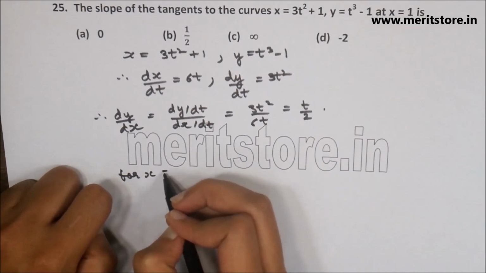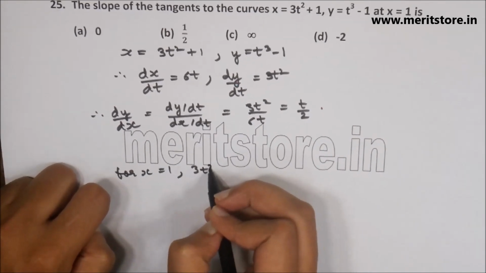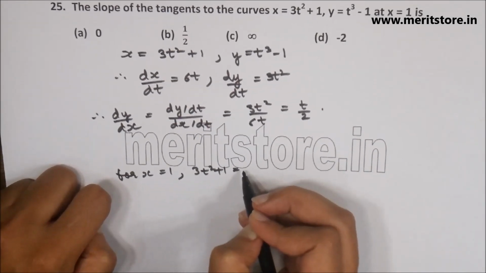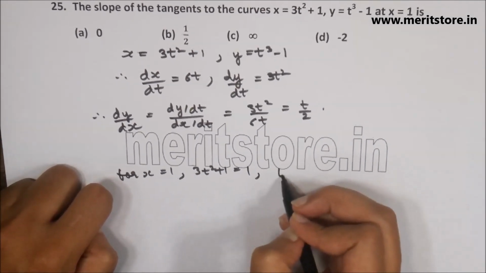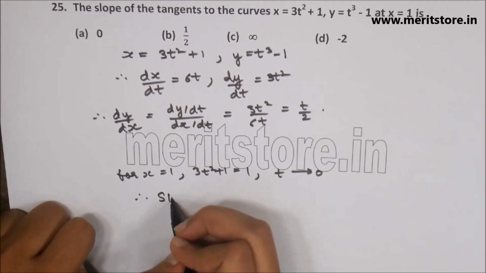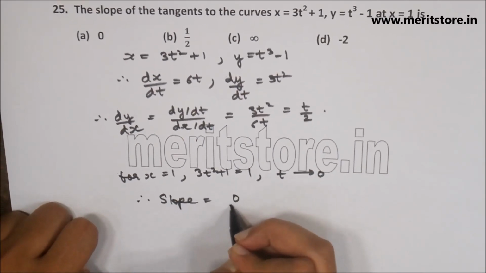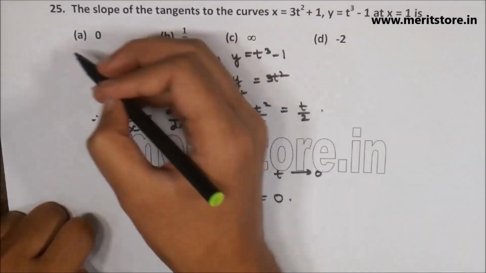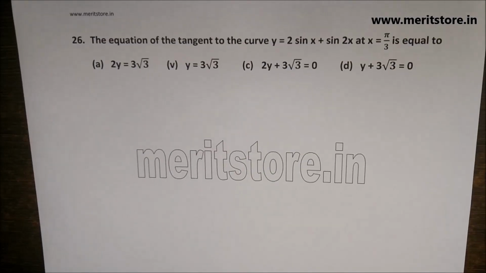For x equal to 1, 3t square plus 1 is equal to 1. So t is equal to 0. Therefore, slope is equal to 0 by 2, which is equal to 0. Option A is the correct option.